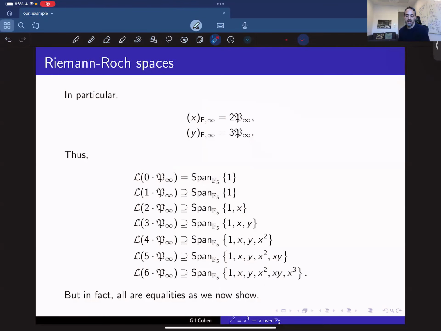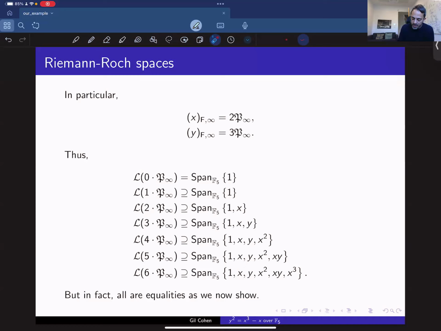And this means that I can start finding functions in Riemann-Roch spaces corresponding to r times p infinity for r going between 0 and so forth. So for example, because these functions don't have poles anywhere else. L of 0 p infinity, well, that's just the 0 divisor here. And so we know that L of 0 is just k, or F5 in our case, which is just the span of the function 1. So 1 is a basis for this Riemann-Roch space.